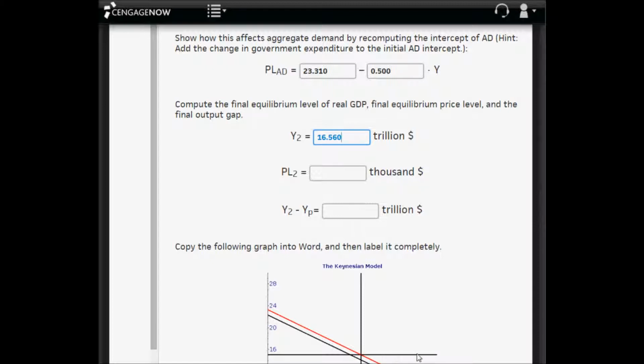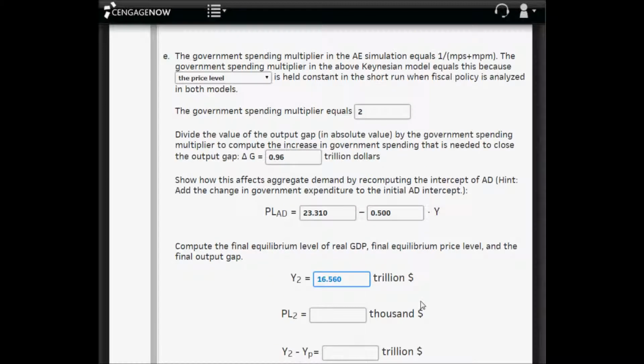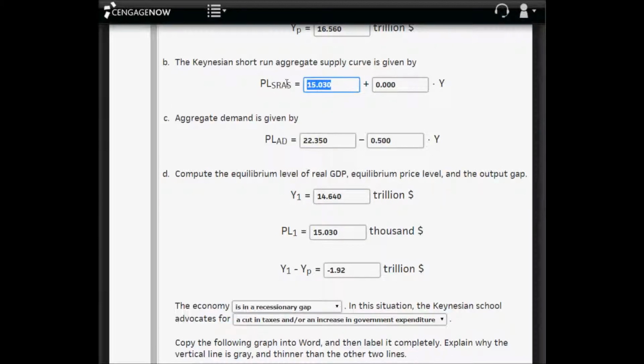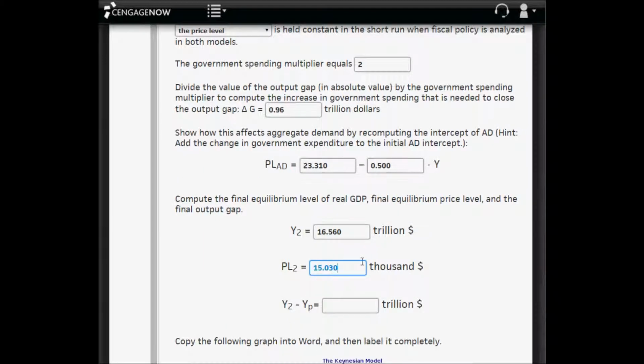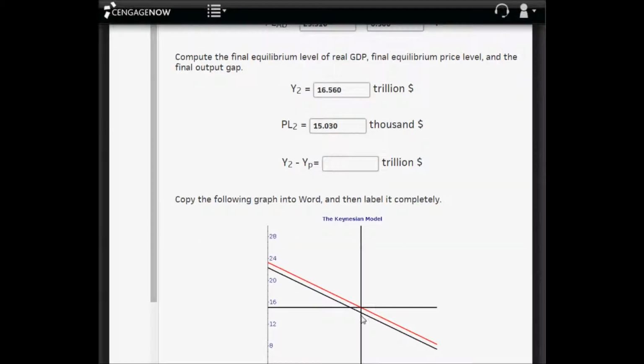Now, because the short-run aggregate supply curve is flat, or perfectly elastic, the value of the price level equals what it was before the increase in government spending, which is the value of short-run aggregate supply's intercept, 15.030. The gap is now zeroed because the increase in government spending stimulated aggregate demand to this point that corresponds to the intersection of long-run aggregate supply and short-run aggregate supply. So the gap is now 0.